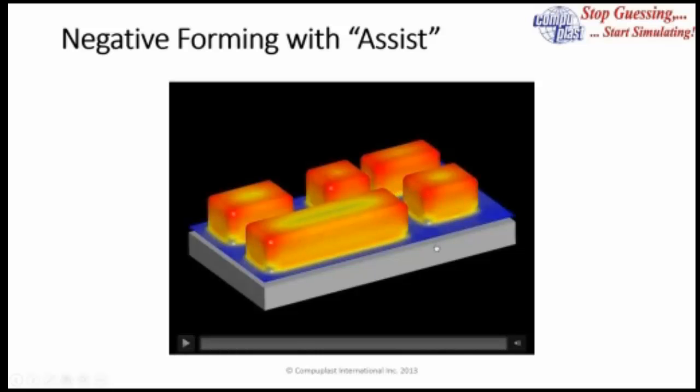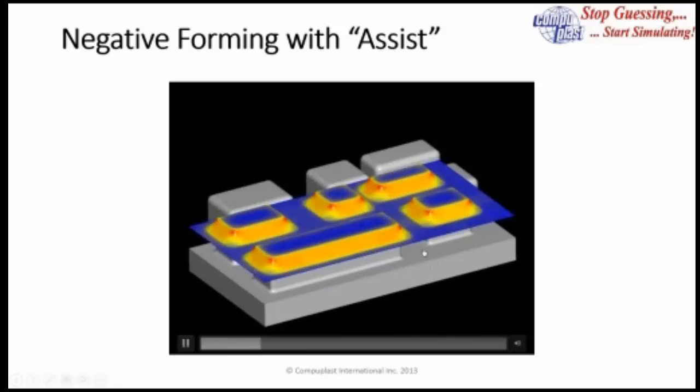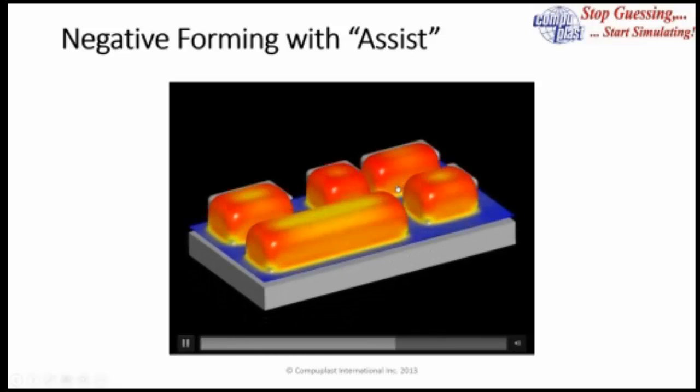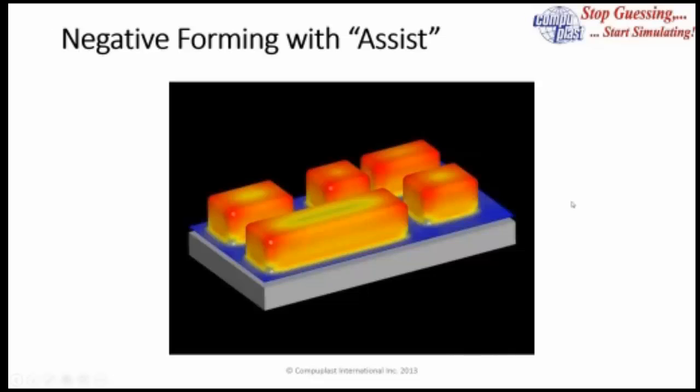So I'll just run that one more time so you'll see it. The assist comes up, pushes the material into the cavities, and then the vacuum comes on and the material is pulled into those cavities to form. And again, the colors represent thickness, blue being the thickest area, red being the thinnest area.